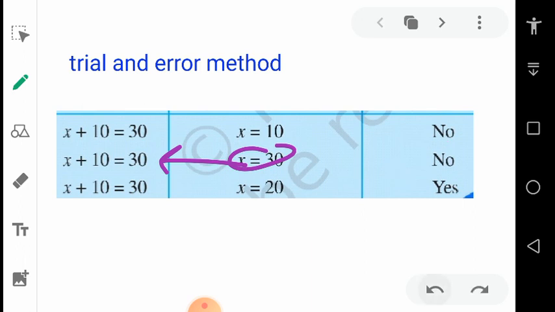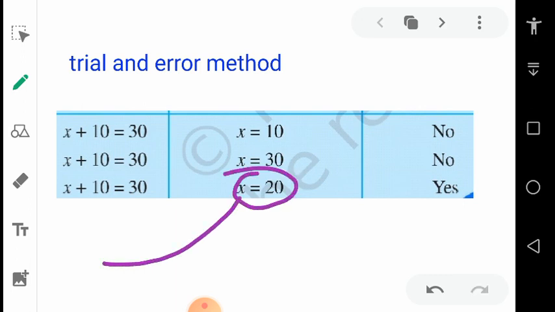For example, x equal to 20. Now inside the circle, if we put x equal to 20 here, then 20 plus 10 equals 30. Yes, it becomes right. So our answer is correct.